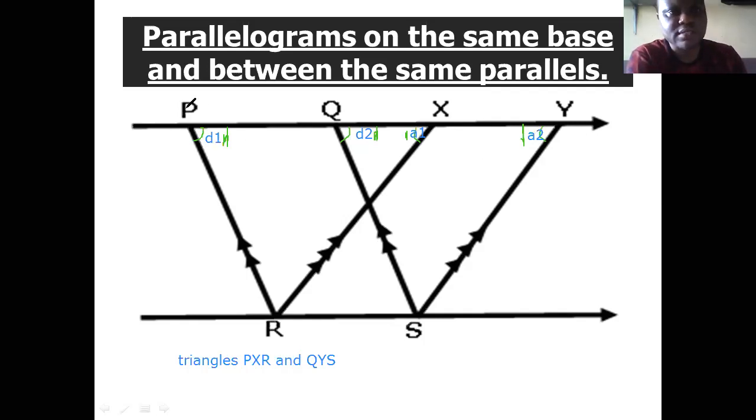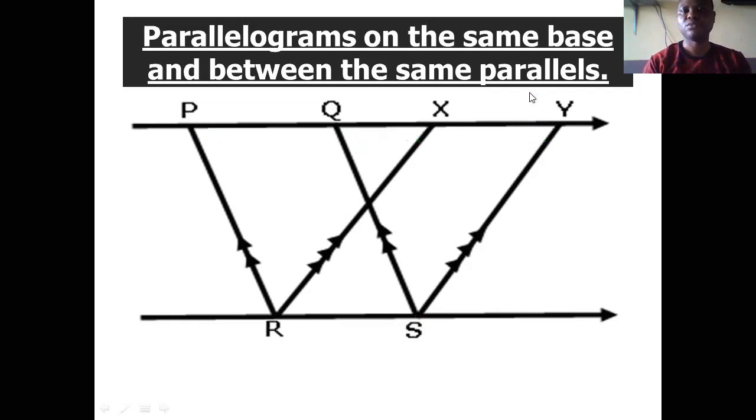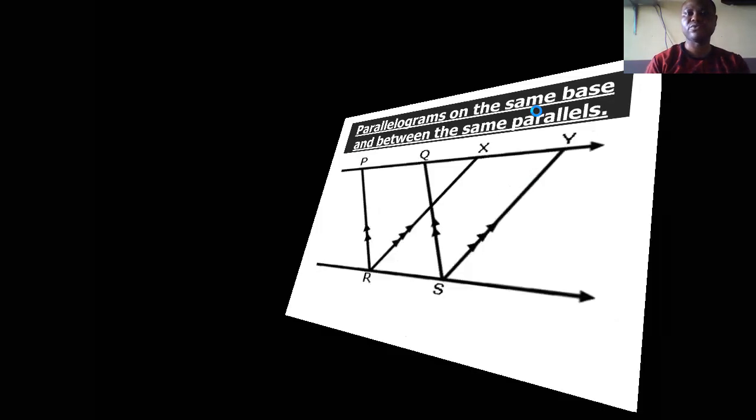Please look at side PR. Side PR is equal to QS, opposite sides of a parallelogram. Remember, we say that opposite sides of a parallelogram are equal. Look at this, side PR is equal to side QS in these different triangles. So automatically we say that the two triangles are equal. So let me show you the proof now in the next slide, step by step. Baby step proof. I call it baby step proof.